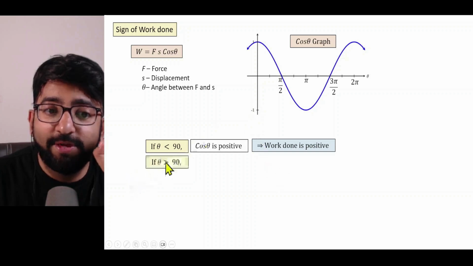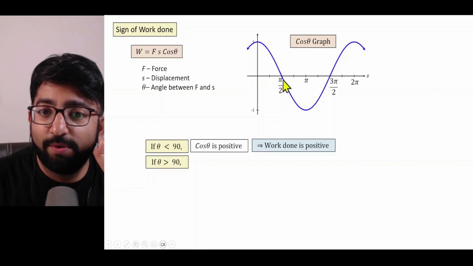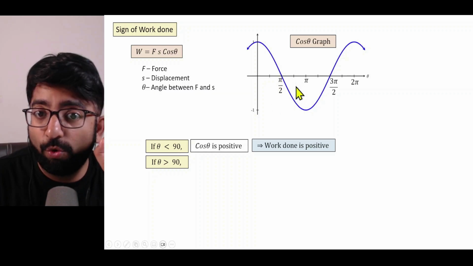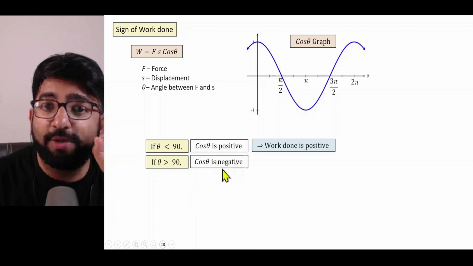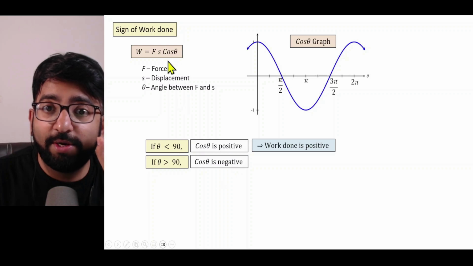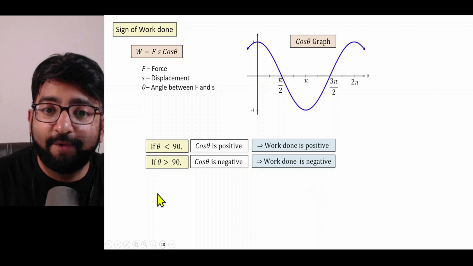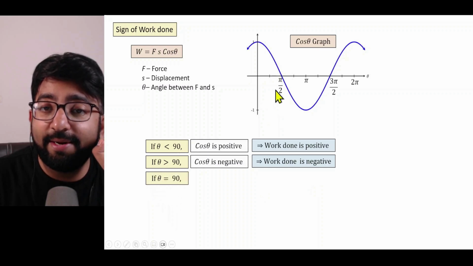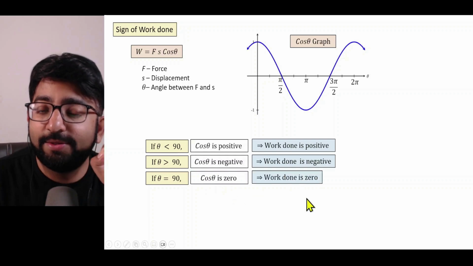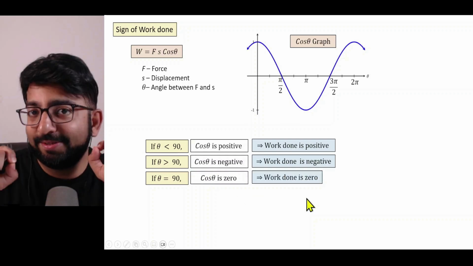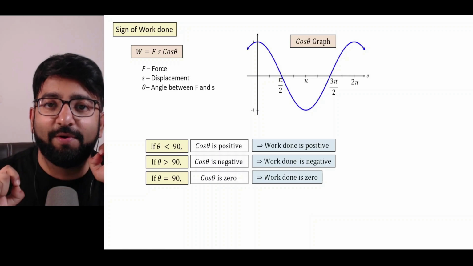Next, we consider theta greater than 90 degrees. So if you consider the angle theta greater than 90 degrees, over here, you can see the graph of cos is below the x-axis. That's why we can say cos theta is negative. Now, since cos theta is negative, the sign of the work done will be negative. And finally, if we take theta as 90 degrees, like discussed earlier, cos 90 is 0 and hence work done is 0. And this is how we figure out the sign of the work done.